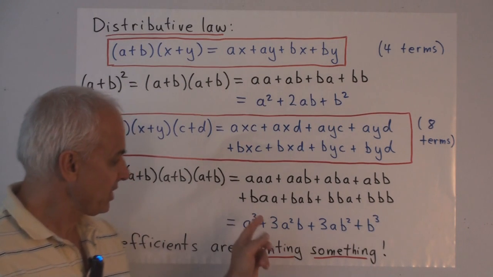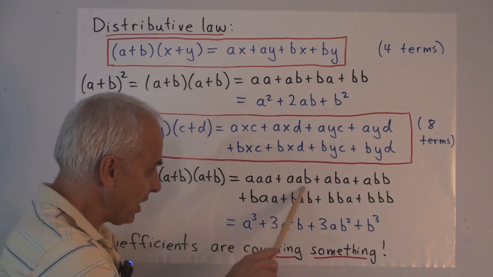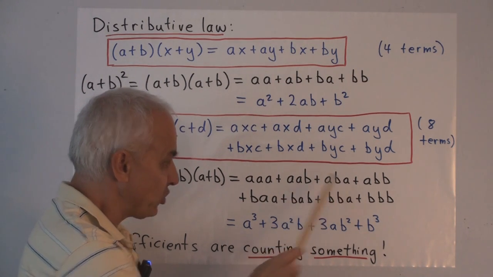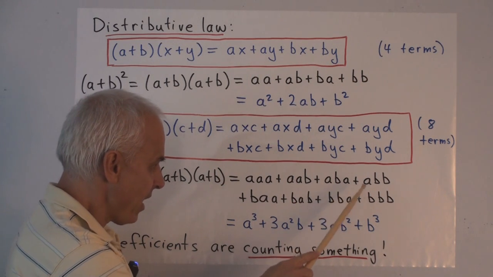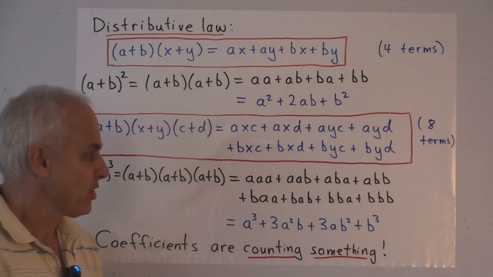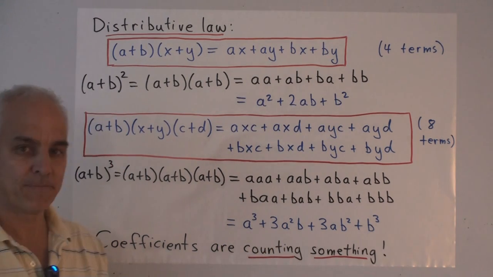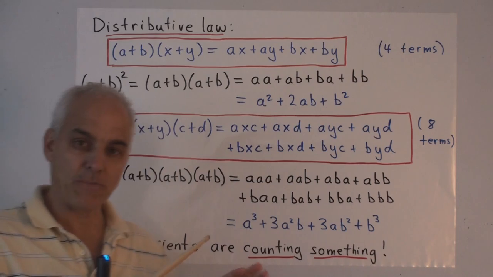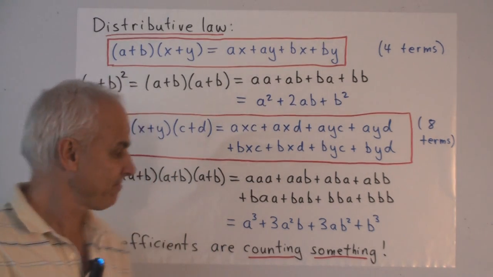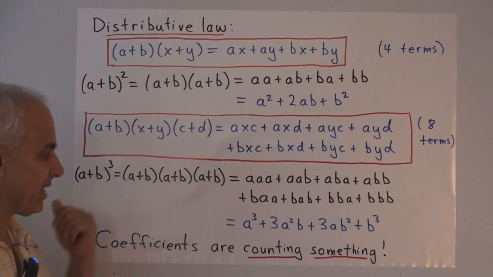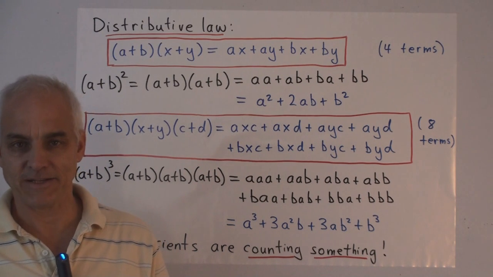And now we see that the reason why there's 3a squared b occurring in the result is because there are 3 terms here that have 2 a's and 1 b in them, namely this one, and this one. So these 3 terms combine to give us 3a squared b. So amongst the original 8 terms, some of them are coalescing because they have the same numbers of a's and b's in them. It's telling us that the coefficients in the binomial theorem are actually counting something.